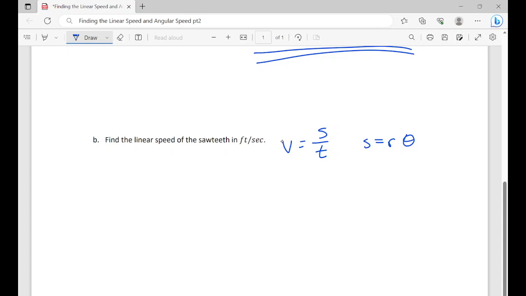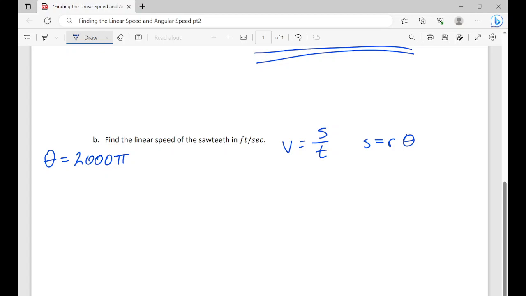Now, to find the linear speed v, we need to know s and t. So, the only way to know s is to figure out r and theta. Now we know what theta is. We did it on the previous part. And previously we said theta was 2000 pi.